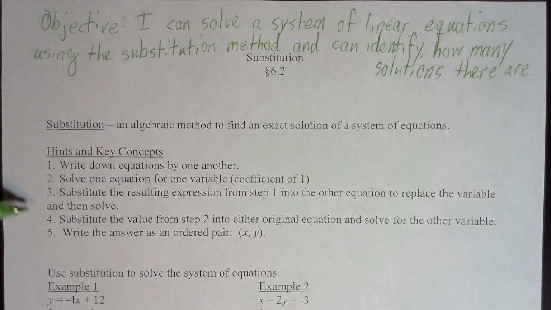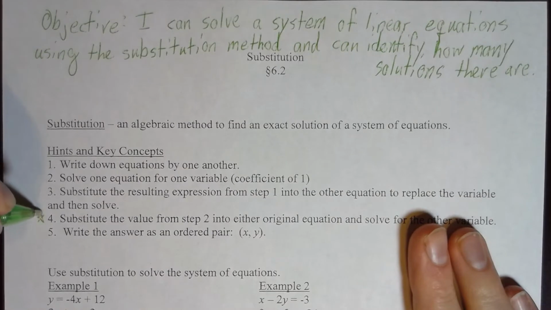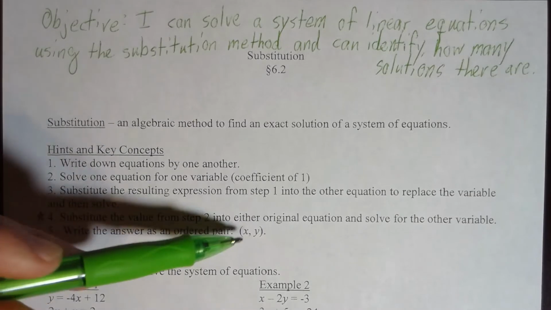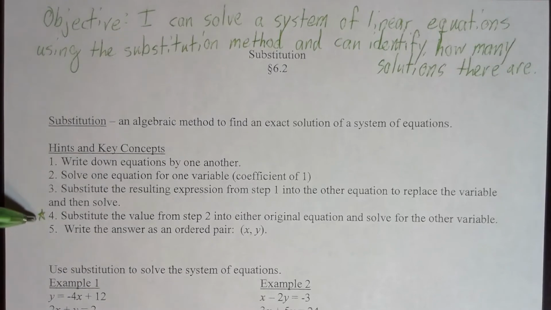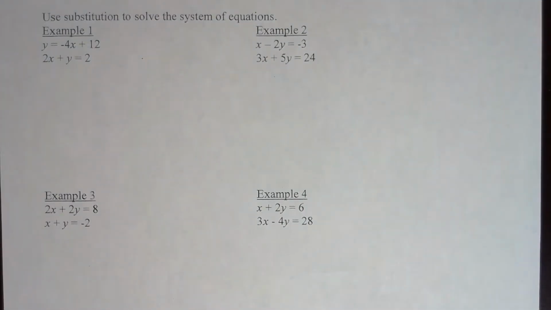I'm not even going to read this to you right now. We'll come back to it, and you can come back to it as you need to remember how to solve a system of equations using substitution. I am just going to star number 4 because this is really the biggest new thing that we have, and that is making sure that we have an ordered pair at the end, not forgetting to solve for the other variable. And I'll show that to you when we get there. So we're just going to run through a few examples together, and hopefully by the end of this, you will have a really good understanding of how to do this.